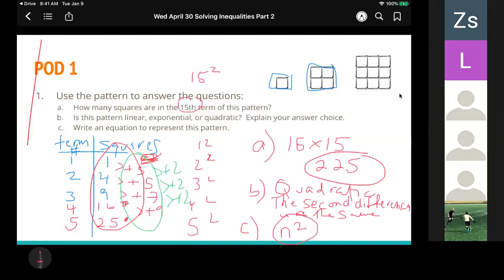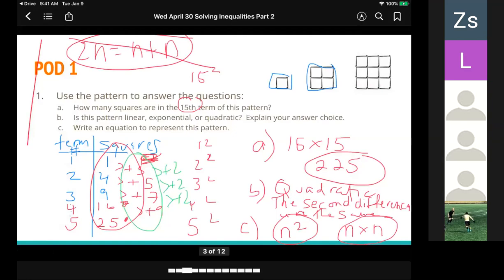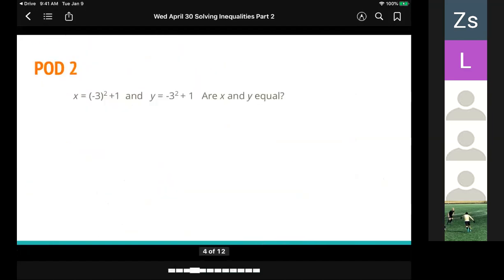N squared is the same as n times n. N times n and n squared are equivalent, whereas 2n is the same as n plus n. And that's not what we have in this case. All right, so our good old patterns. We will have to do another pattern next Monday. All right, next one.